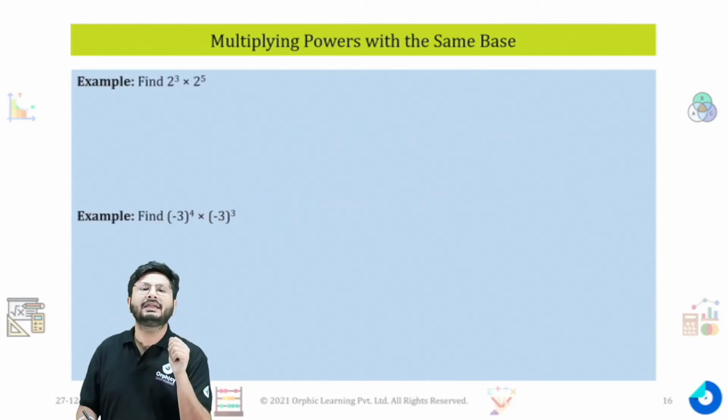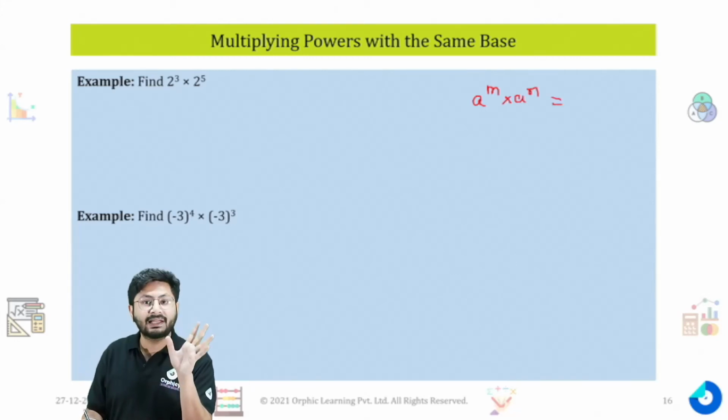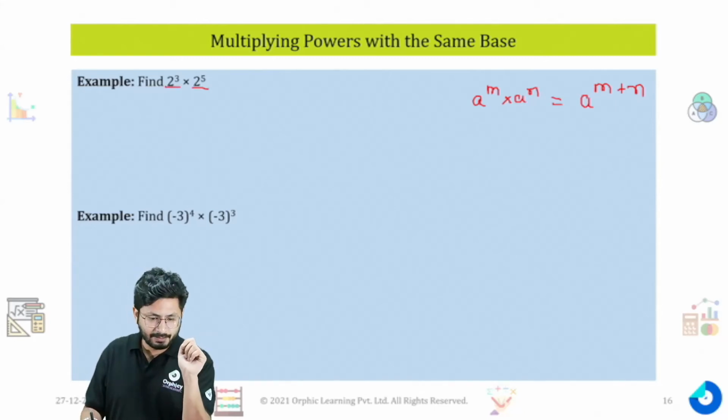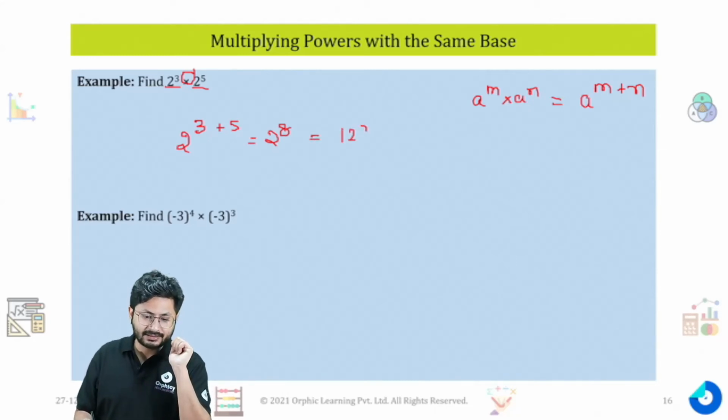So 2 to the power 3 into 2 to the power 5. Since the bases are the same, I'll write the formula on the right hand side, a to the power m into a to the power n. Bases are the same, multiplication sign in between. I'm repeating it again and again so that you remember it, and it will become a to the power m plus n. So 2 to the power 3 into 2 to the power 5 will become 2 to the power 3 plus 5, which is equal to 2 to the power 8. And 2 to the power 8 we have just seen is equal to, not 128, it is equal to 256.